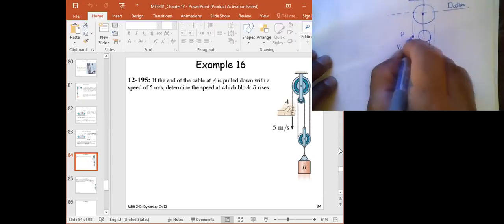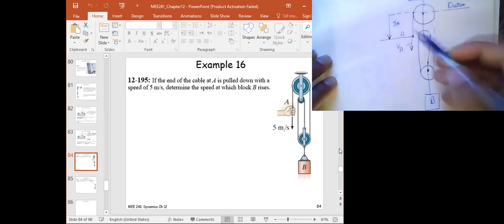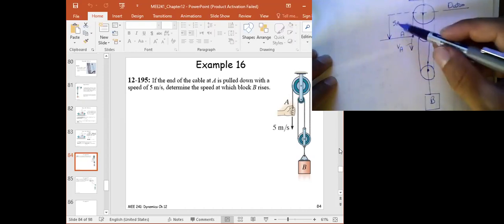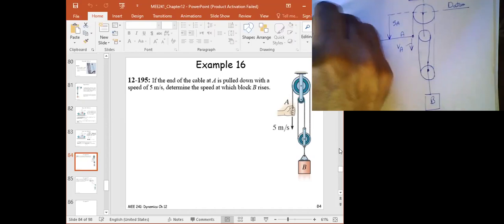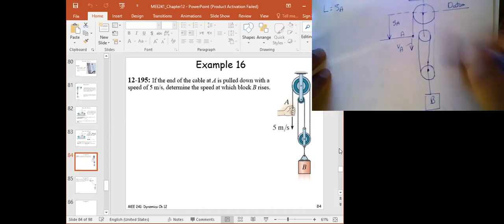So this distance from here to here is going to be SA. If this point increases, then if VA is positive, it means that SA is positive. So let's write L equal to SA. Can someone help me out now? I need to get this length here.